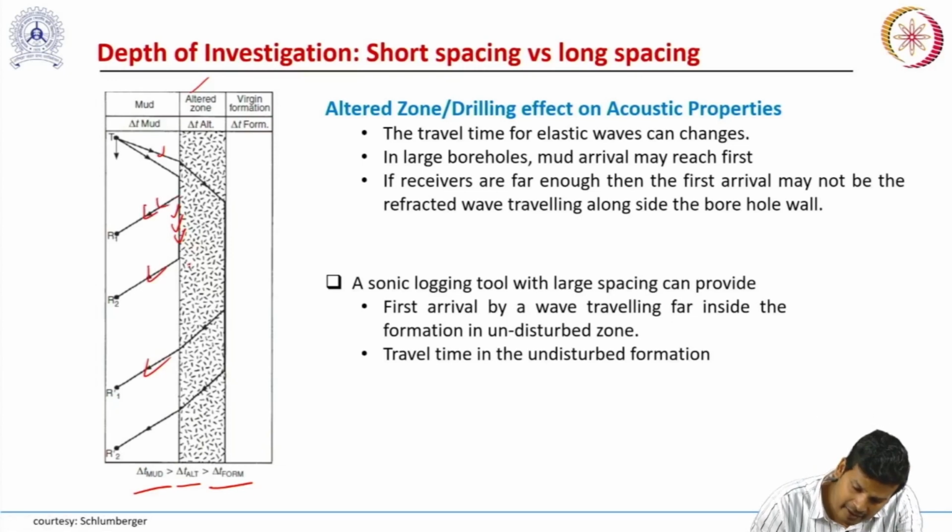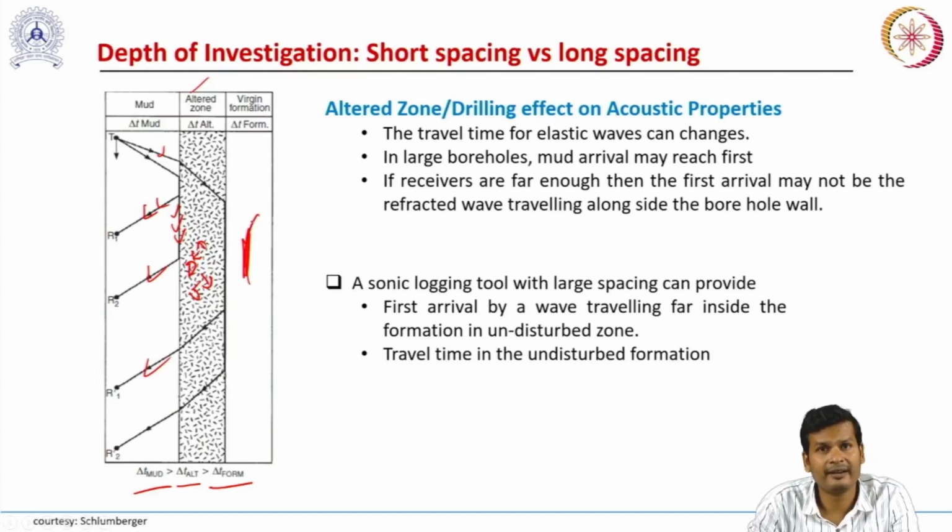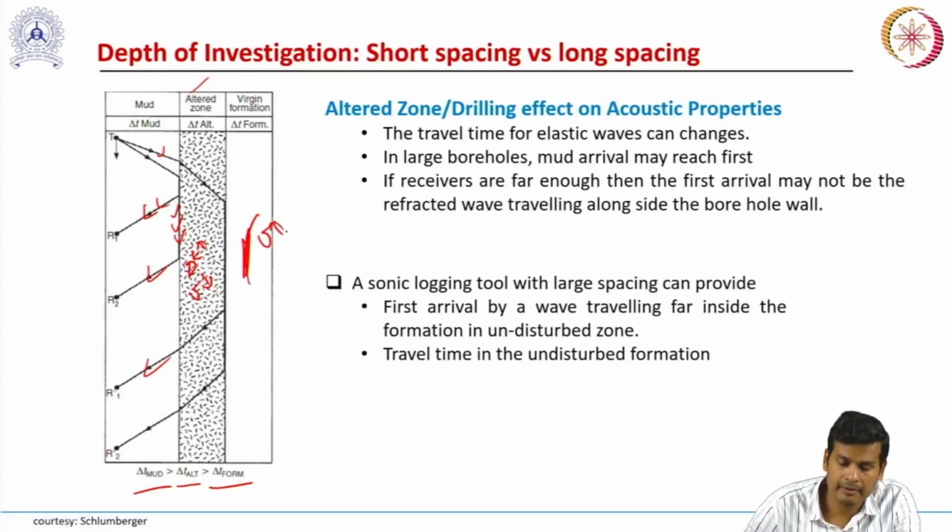But now here the travel time has increased, or the velocity has decreased. This zone still has less travel time or high velocity. So if we want the sound wave which is traveling deeper inside the formation to reach the detector, or the receiver, first, we have to make sure that this travel path is long enough such that the first wave, the head wave traveling alongside the wellbore wall, will arrive at a later time. That can only happen if you use a long spacing detector.